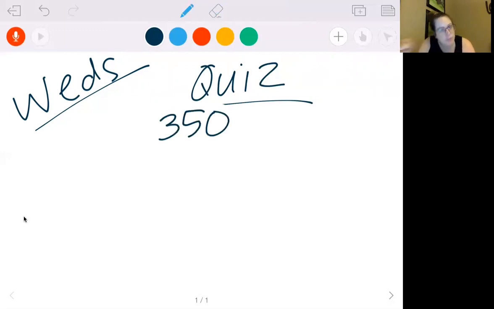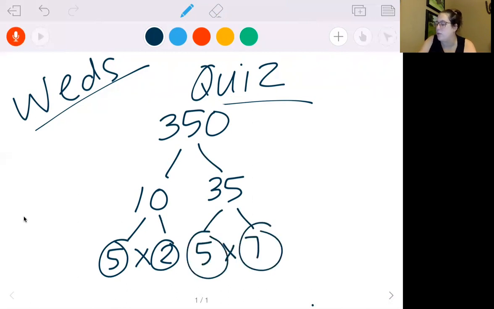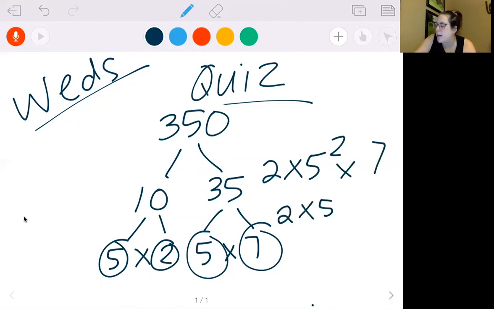Okay, 350. You know that if it has a 0 at the end, it can be divided by 10. So I'm going to do 10 and 35. That breaks it down into numbers that are much easier to deal with. So for 10, I'm going to do 5 times 2 to get to 10. Both of those are prime, so let's circle them. And then for 35, it's 5 times 7. Both of those are prime. So 2 times 5 squared times 7, or 2 times 5 times 5 times 7.